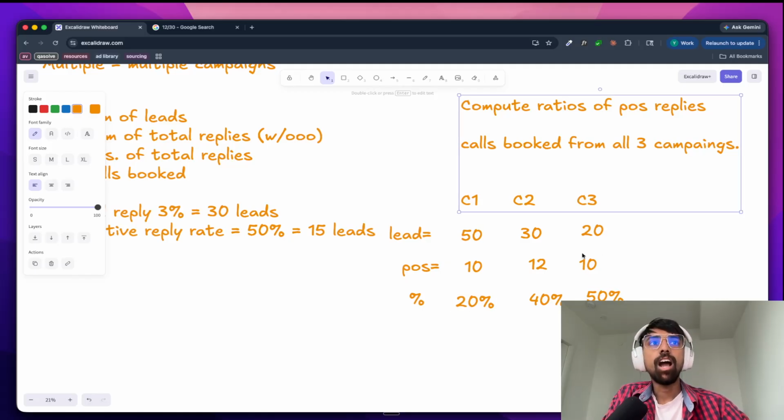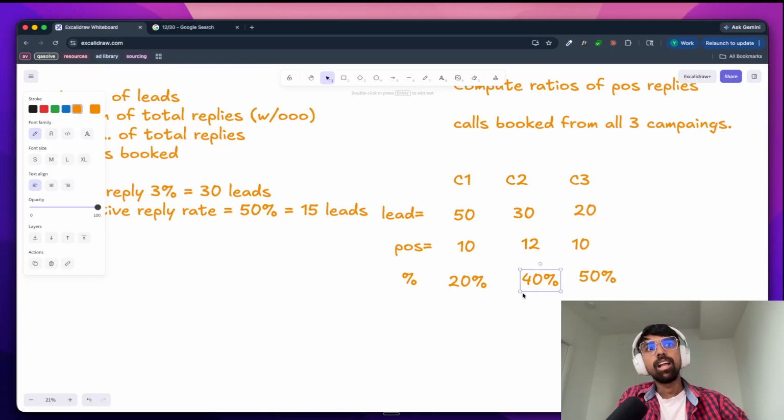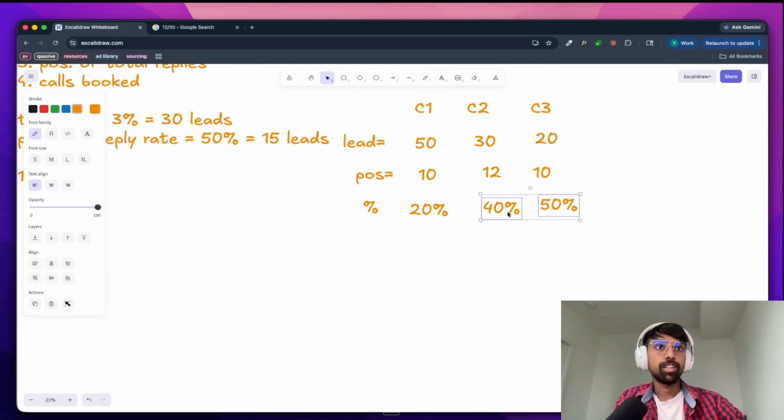So now the data shows that C3 is the one to scale, and C2 is the one to apply a little more testing volume to in the future, so that you have more data and a little more confidence to understand which one of them is actually ready to scale.